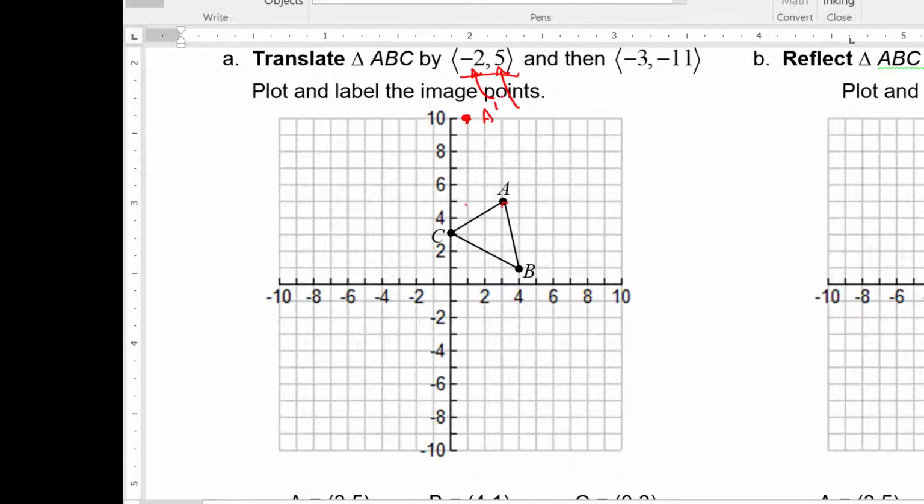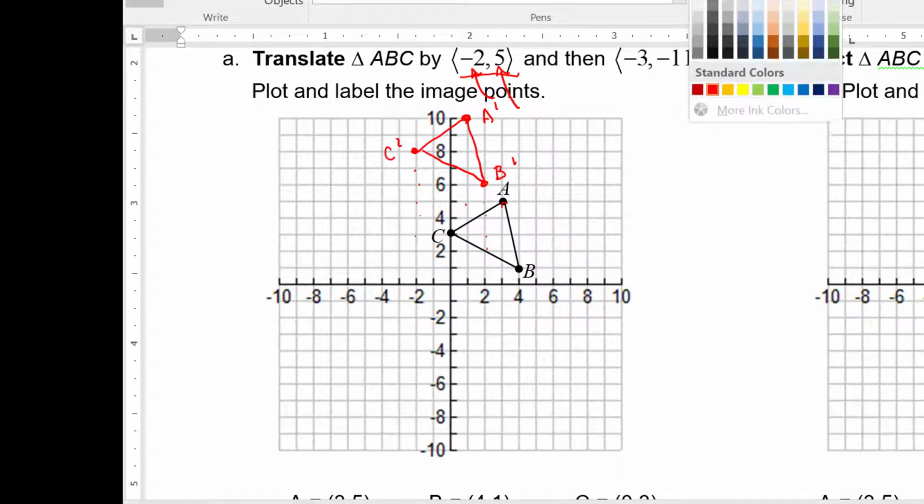The next thing is to take B and go 2 in the negative x direction, and then 1, 2, 3, 4, 5 in the y direction. So there's my B prime. Then C, I'm going to do the same thing. -2, 1, 2, 3, 4, 5, and there's my C prime. So after one translation, there's my new triangle. I basically slid it over to there.